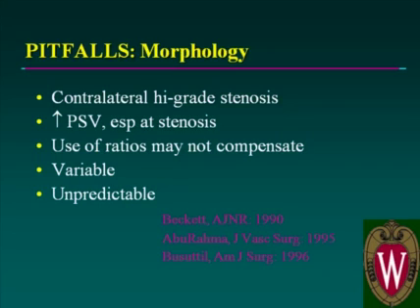In some cases, if you have a high-grade stenosis on one side, that will cause velocity elevation on the other side. In some studies, the use of ratios, that is the ICA-CCA ratio, does not compensate, and the effects from one side to the other can be highly variable. So in those cases, I recommend you use grayscale measurement and color Doppler to give you a better sense of the degree of stenosis on the contralateral side, the side away from the high-grade stenosis.